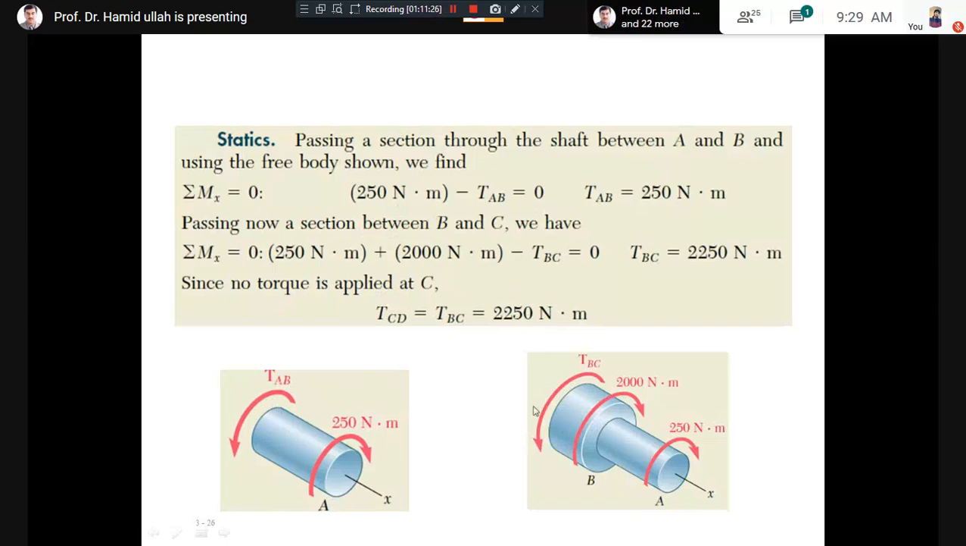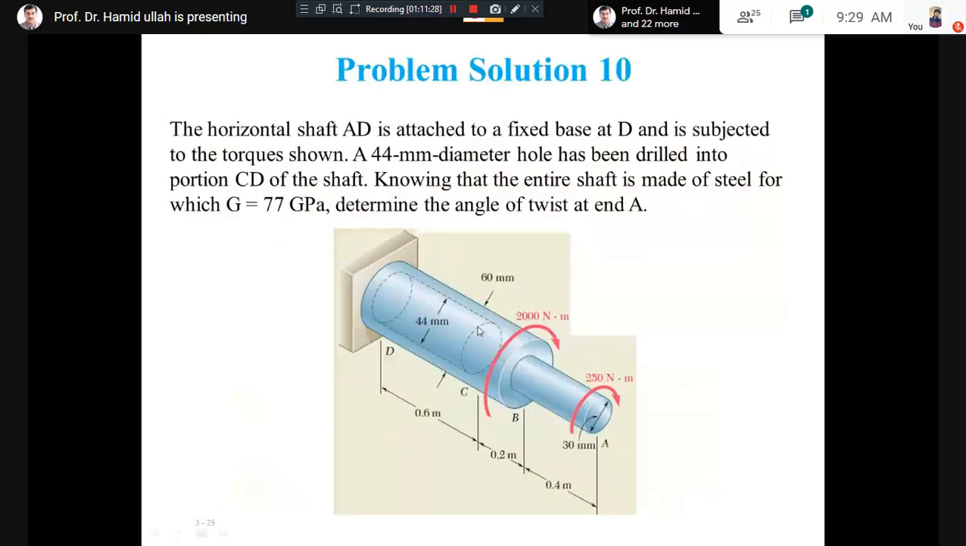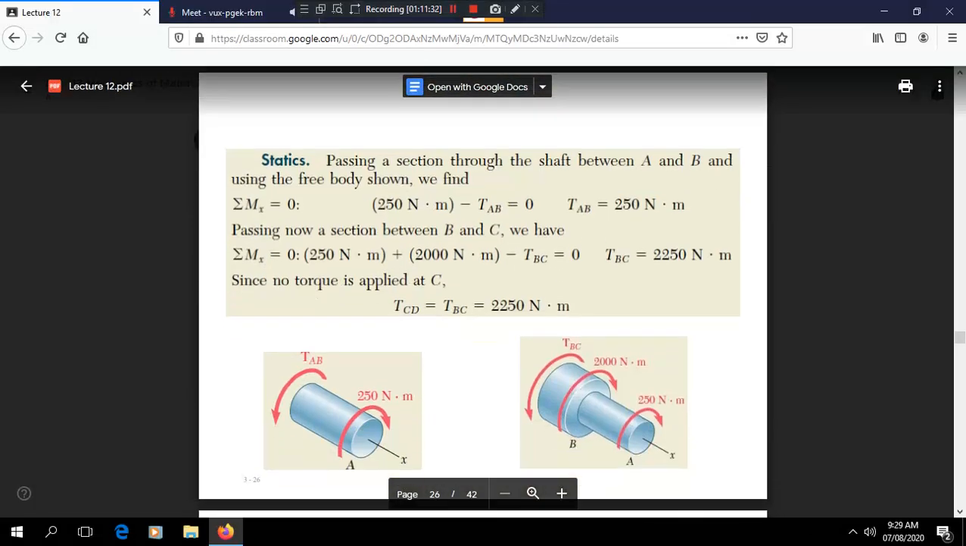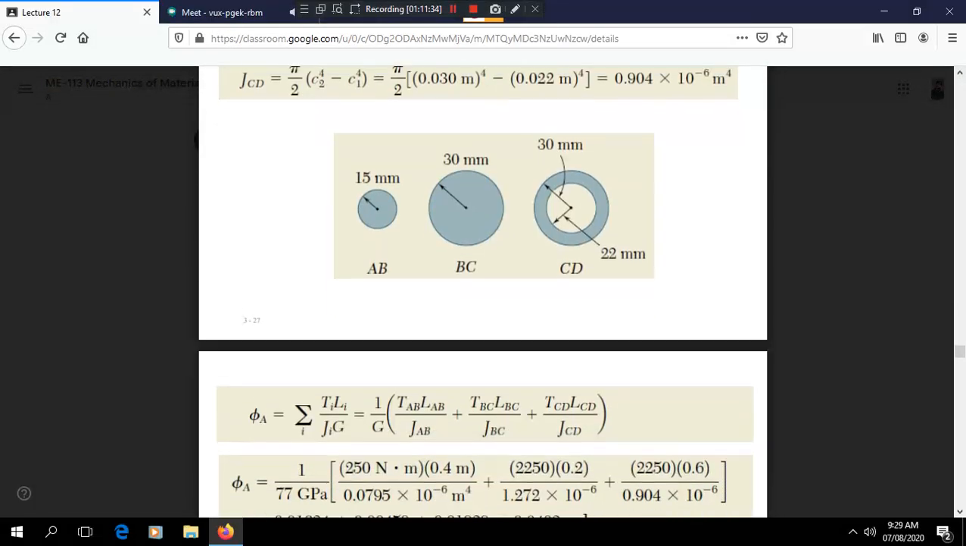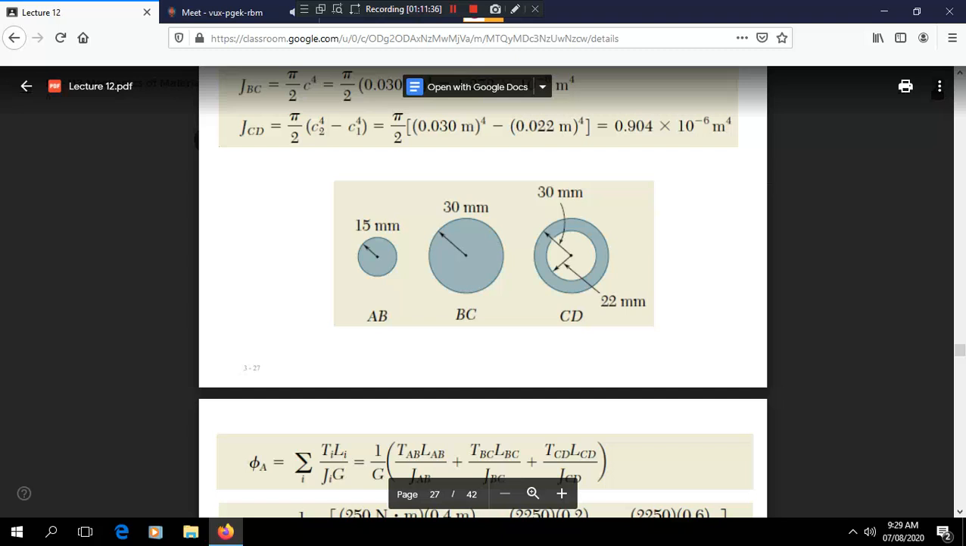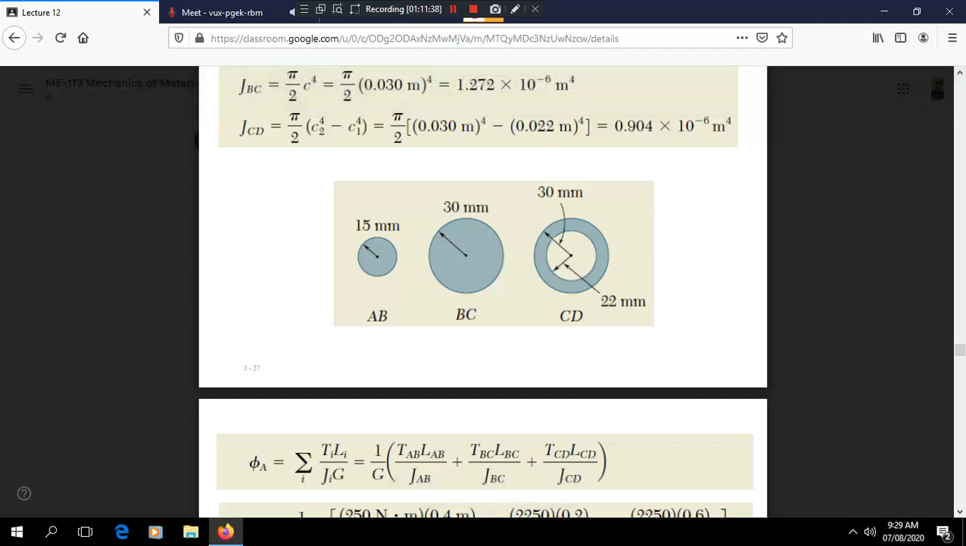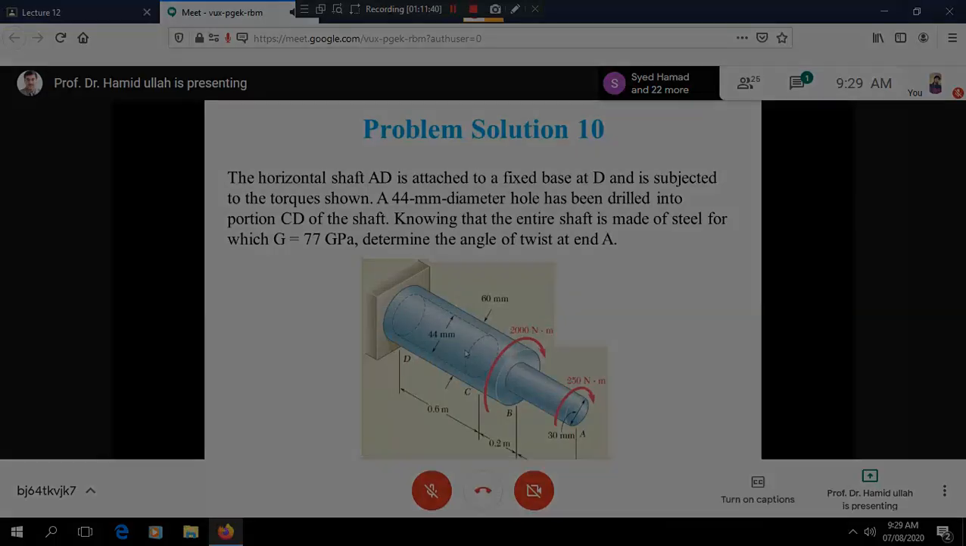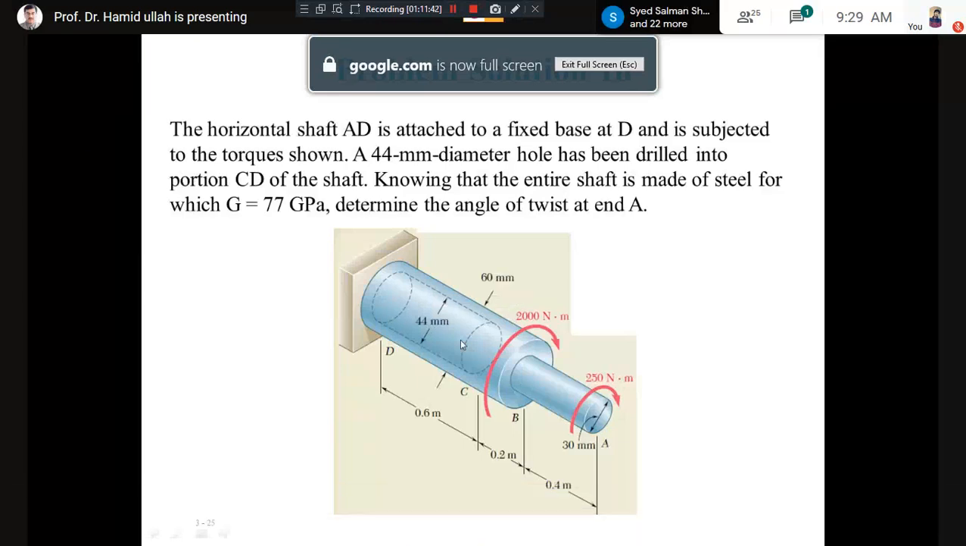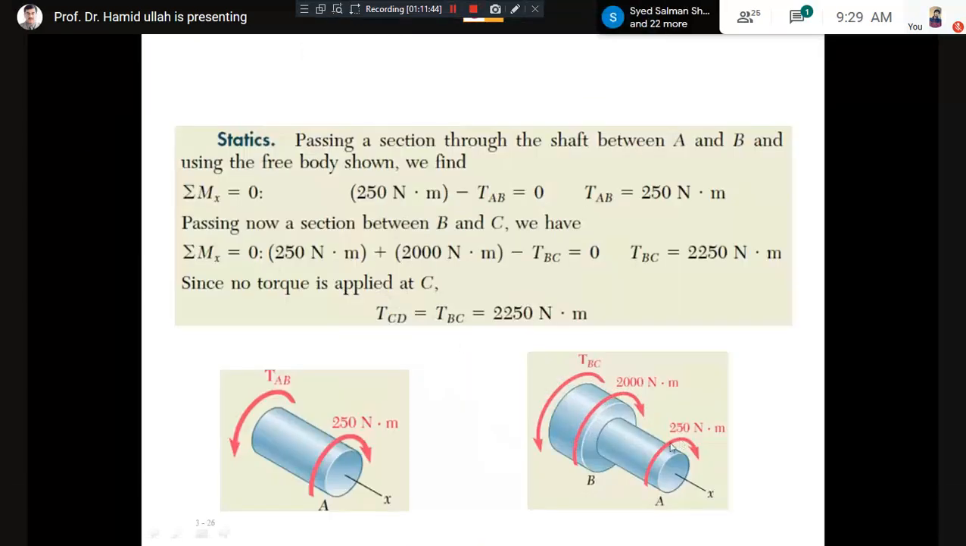Then you go for the next section. After AB, you go for the BC section. You can cut it, and once you cut it, you consider the right side part. At point A there is a load, at point B there is a load, and here will be a cross section where there will be a resistive torque. You can see at point A the load is 250, at point B the load is 2000, and this is the resistive torque.